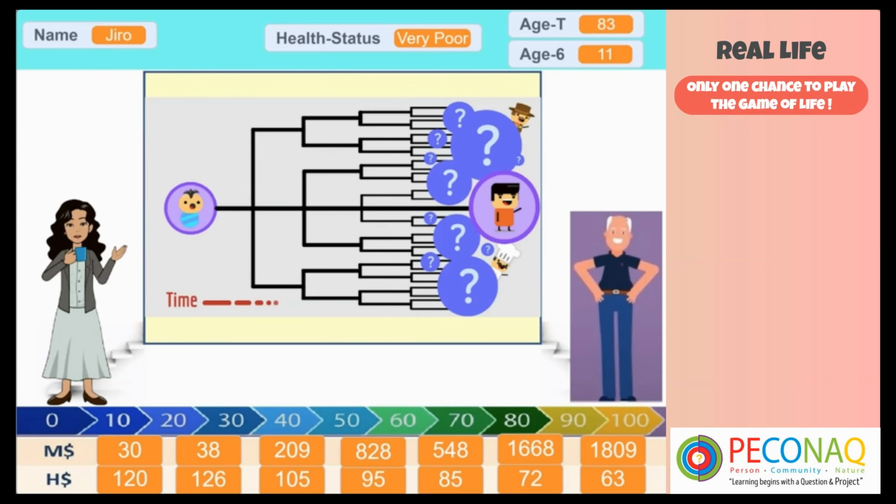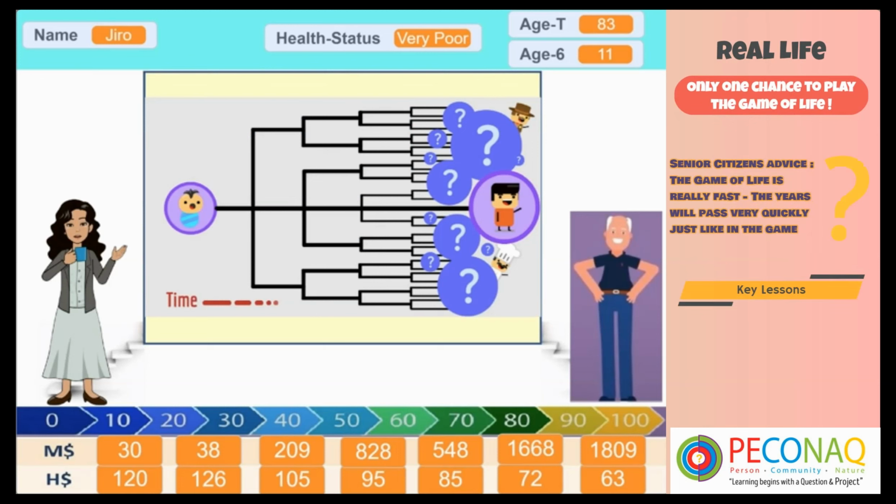Jiro, in real life, you only have one chance to play the game of life. Also, senior citizens will tell you how fast is the real game of life. By playing this game, I hope you will learn some key lessons on how to manage both your physical and financial health. You need to have enough money and health to enjoy the many creative and social aspects and possibilities in the game of life. If you focus on just getting money and do not take care of your physical health, then you may not have the health to enjoy the money you have accumulated at the end of your life.